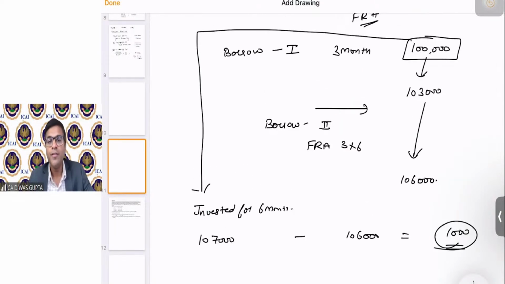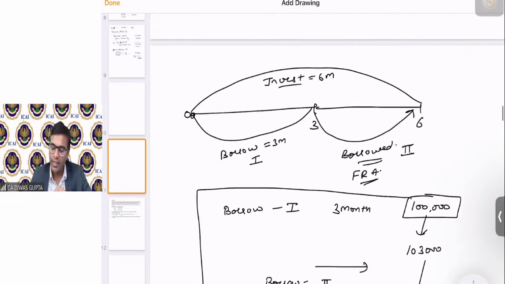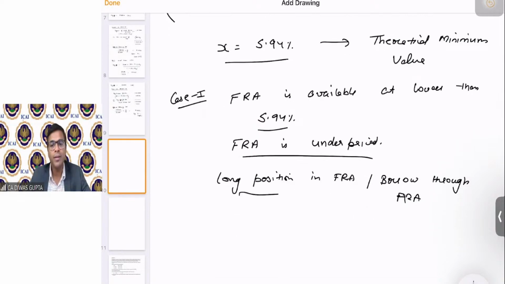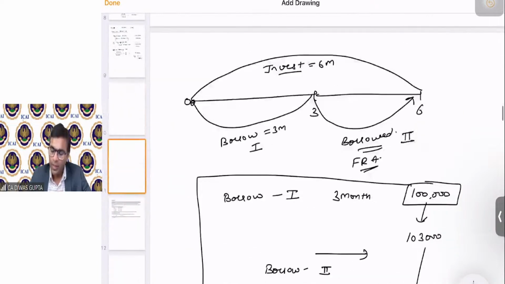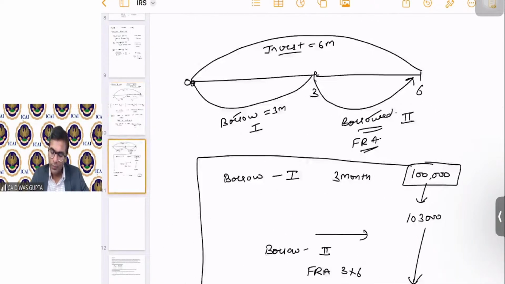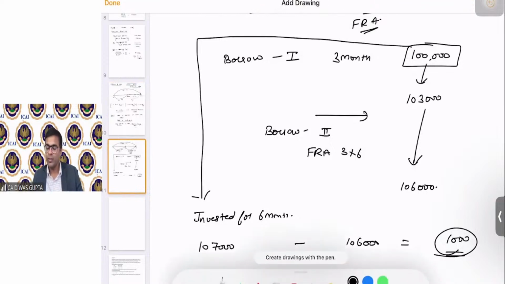Why? Because we have done the correct strategy when we saw that FRA is underpriced. FRA is underpriced by 5.94%. So we have taken a long position in FRA, that is borrowing through FRA. If we take a long position in FRA, borrowing in FRA, the first 3 months also need to be on a borrowing front, and for the entire period, we can invest. That is the strategy. Now, ultimately, whatever you end up paying after 6 months versus what you end up receiving after 6 months, there will be a gain of 1,000 rupees. Okay, this we can even prove through the actual interest rates that we have taken above, students.